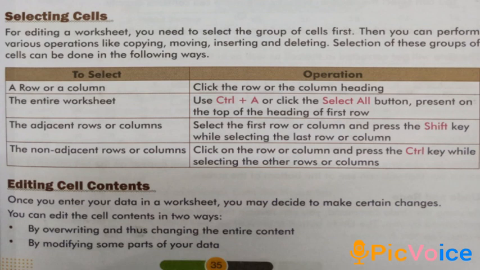To edit content in a cell, we can do it in two ways. One is overwriting. Overwriting means, suppose there is a word, MS Word, we can overwrite it with Microsoft Word, thus changing the entire content. And the second is modifying some parts of the data.